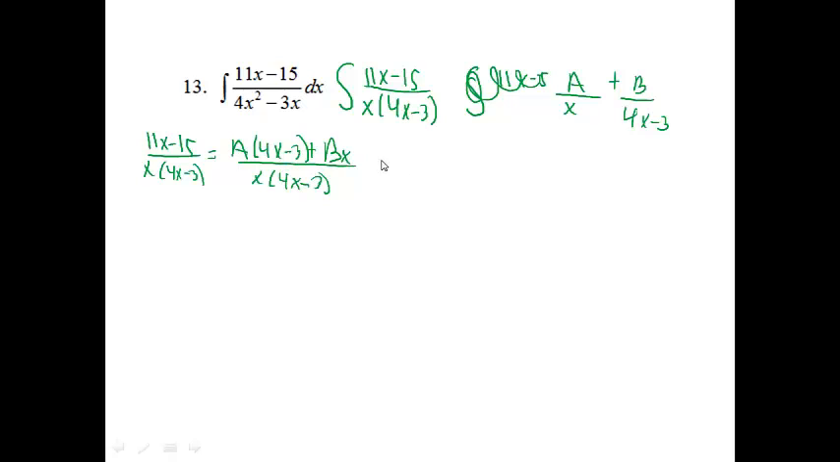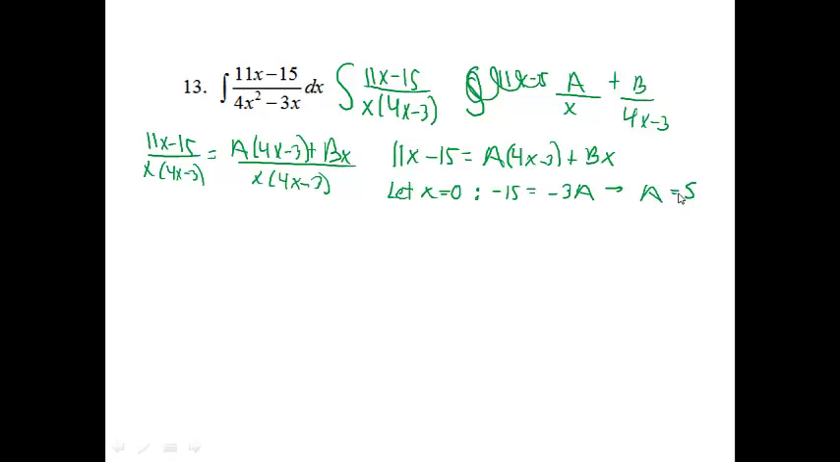Remember, we'll set the numerators equal to each other, so I'll have 11x minus 15 is equal to A times 4x minus 3 plus Bx. And then from here, we're going to pick some choices for x. I'll choose the easiest one first. Let's let x equal 0. So if I plug 0 in everywhere I see an x in the problem, I'll get negative 15 is equal to negative 3A, which means A will equal 5.